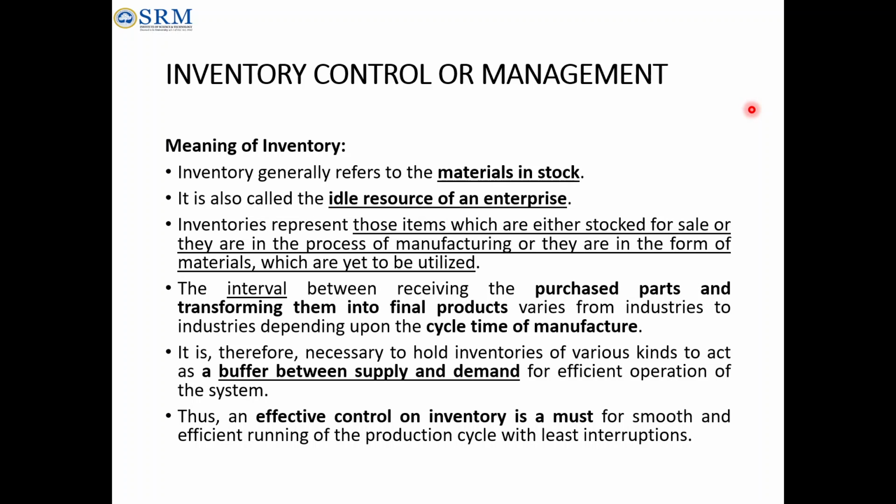So it varies, depending on the industry. In order to run the production or manufacturing smoothly, we should have a buffer. Then only we will be able to supply for the demand efficiently, and we have to control the inventories properly in order to run the production or manufacturing smoothly. So this is the outcome from this slide.